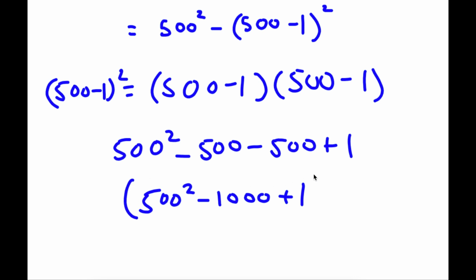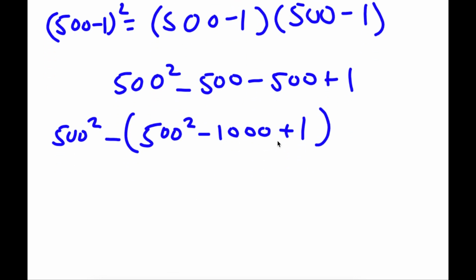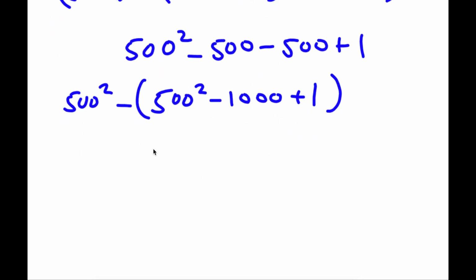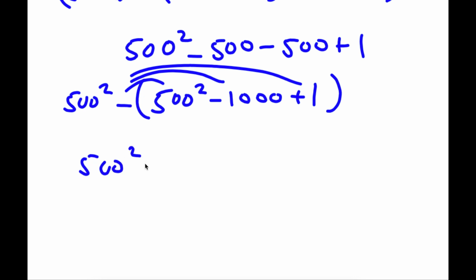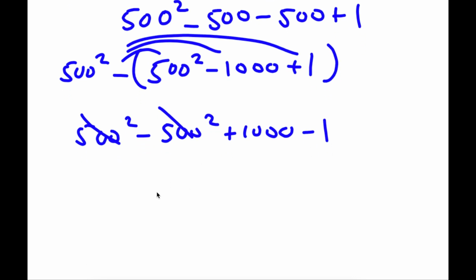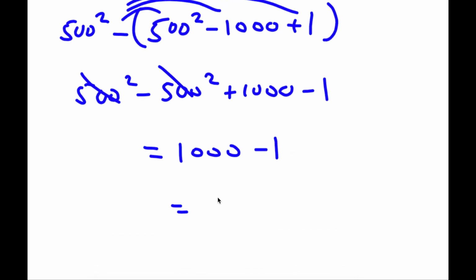And now that we've simplified this, we can add in our 500 squared. So we have 500 squared minus (500 squared minus 1,000 plus 1). And now, if I distribute the negative sign, I have 500 squared minus 500 squared plus 1,000 minus 1. So then these two cancel out, and I'd be left with 1,000 minus 1. And 1,000 minus 1 is 999. So now, 999 is my answer.